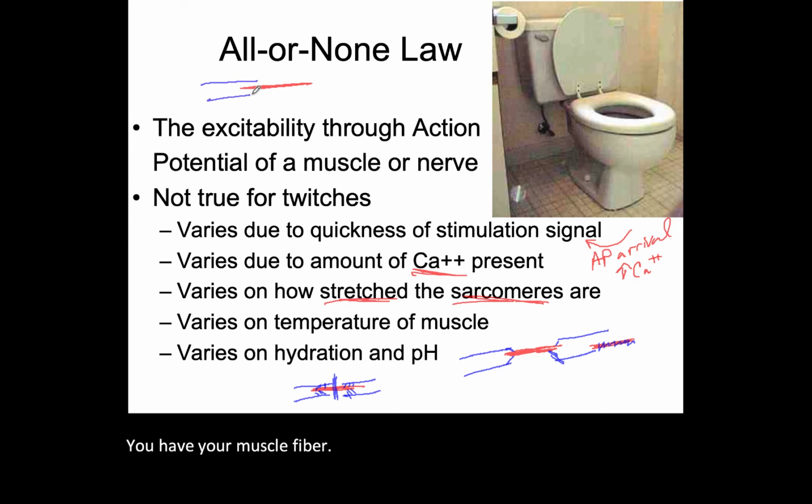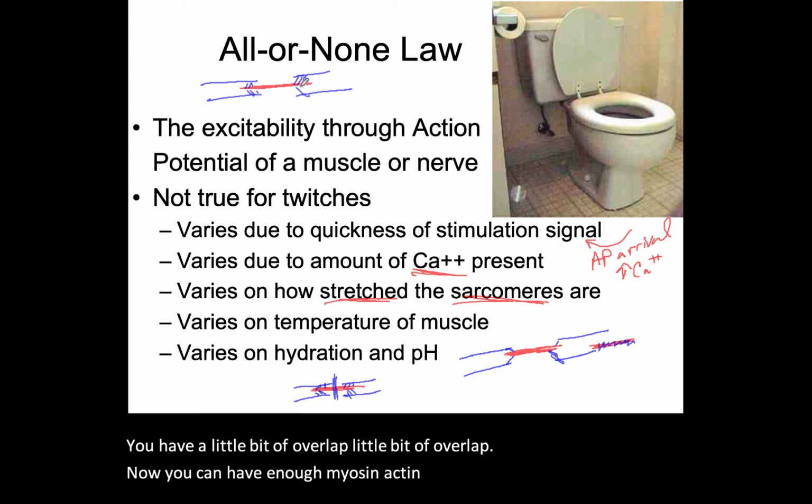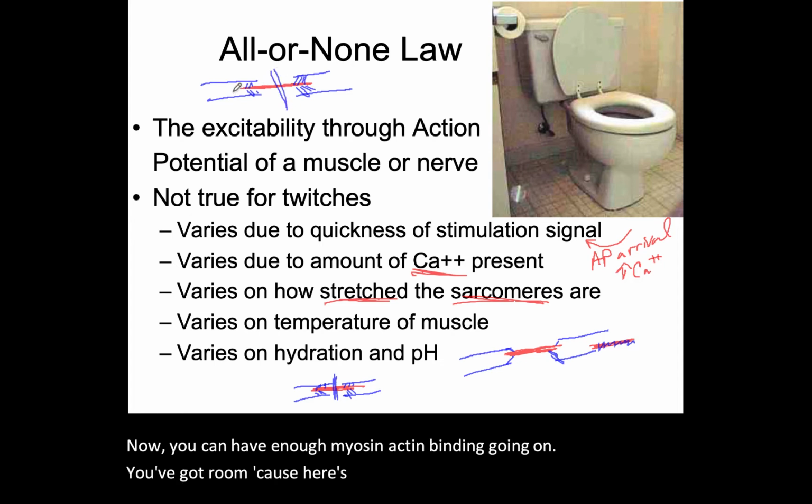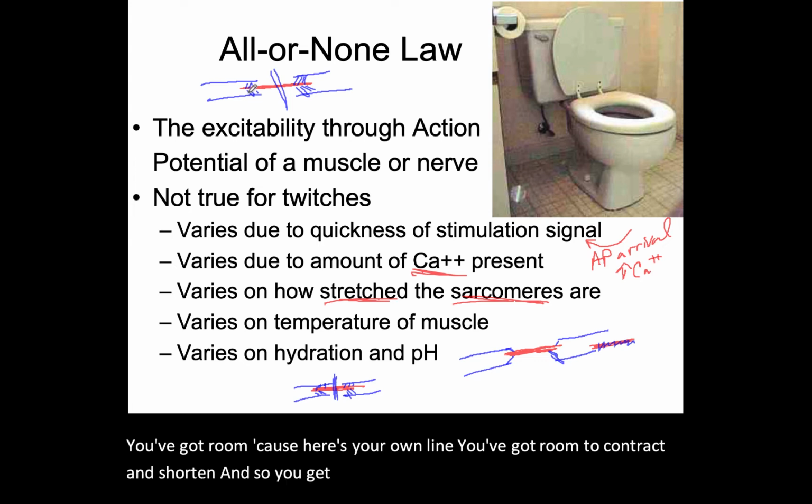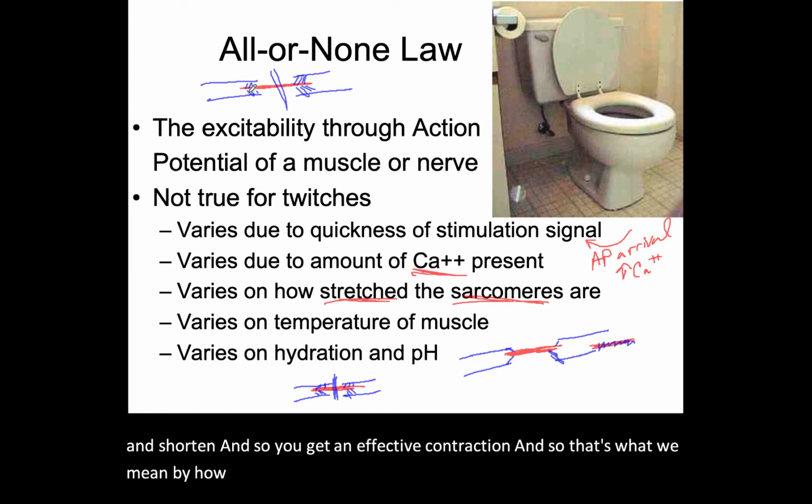You have a little bit of overlap. Now you can have enough myosin-actin binding going on. Right, you've got room, because here's your M line, you've got room to contract and shorten, and so you get an effective contraction. And so that's what we mean by how contraction varies on how stretched the sarcomeres are.